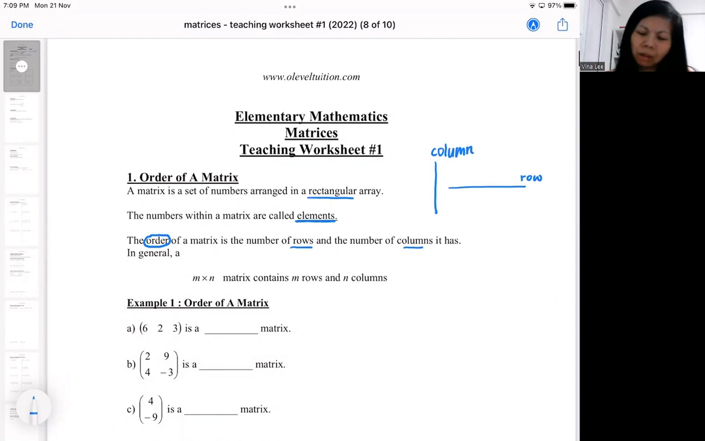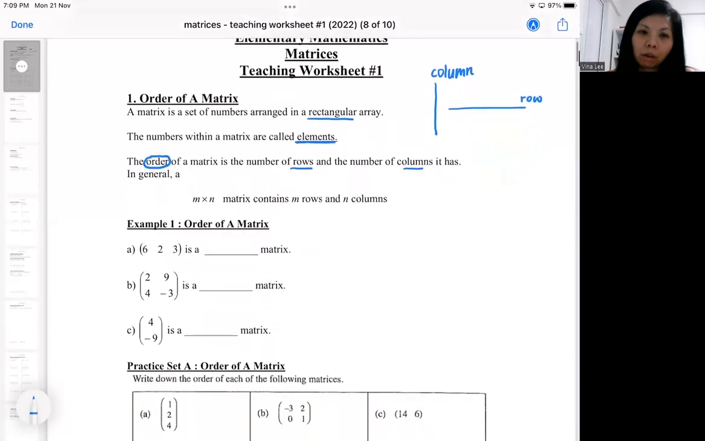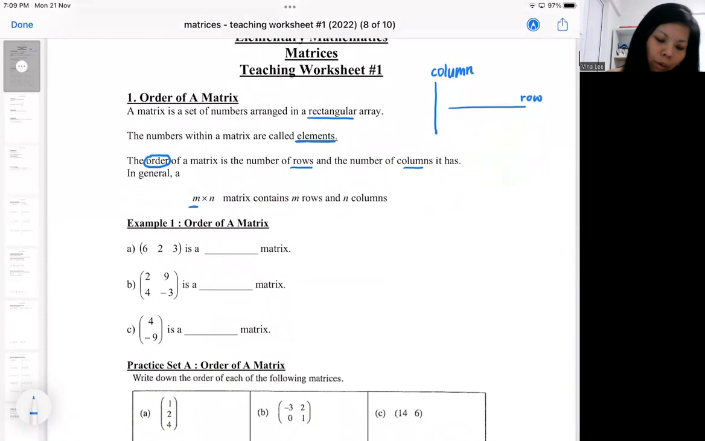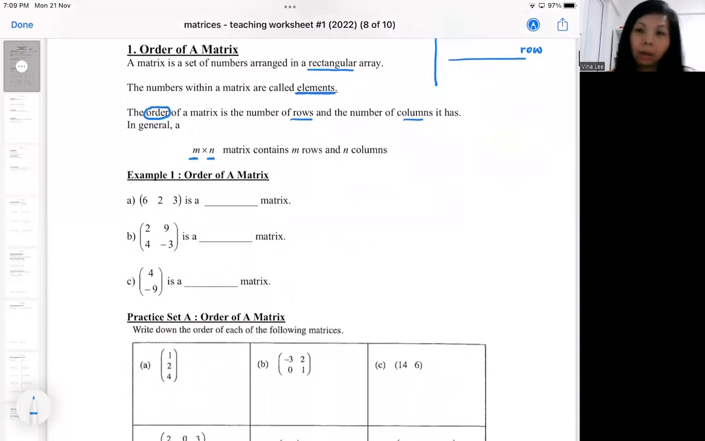Sometimes during exam, it can be as simple as, what do you think is the order of this matrix? We describe the order of a matrix in a row times column manner. For example, something like this. You see a bracket. We contain all the numbers in a bracket. Like sets and Venn diagram, where we put all the elements in curly bracket, in matrices we put the numbers, or what we call the elements, in a round bracket.